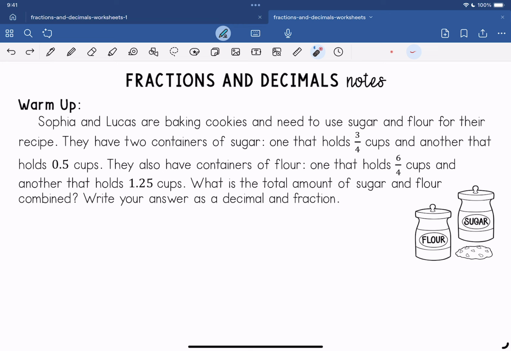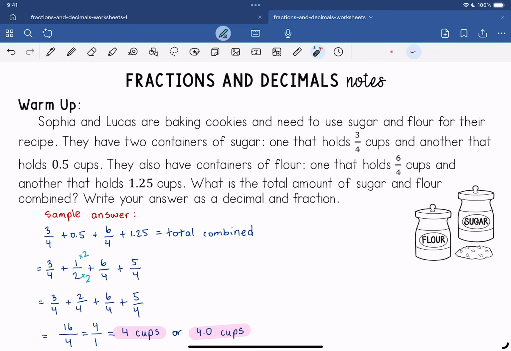So first you'll write out all the amounts that you have here. So it's 3/4 cups, 0.5, 3/4, and 1.25. Then you have to make sure all the denominators are the same. So this one is not. So you need to make the denominator a 4. So you'll multiply both the numerator and denominator by 2.